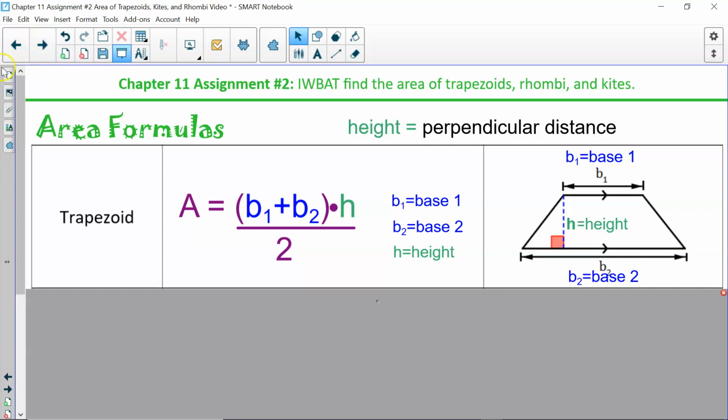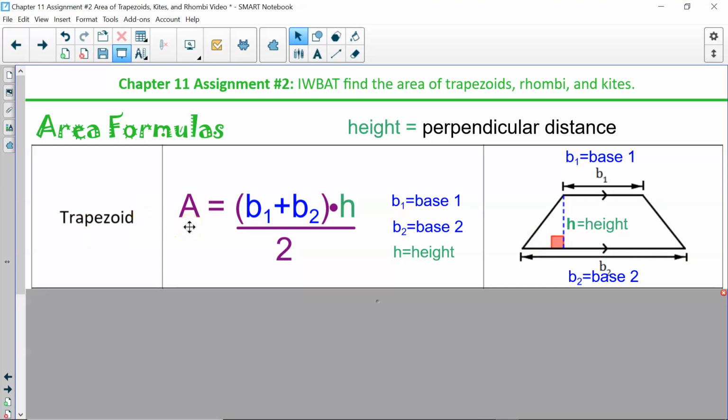The first column, I have the name of the polygon. The middle column, I have the area formula. And the third column, I have drawn a diagram, and you should also be labeling these. So let's start with the trapezoid.